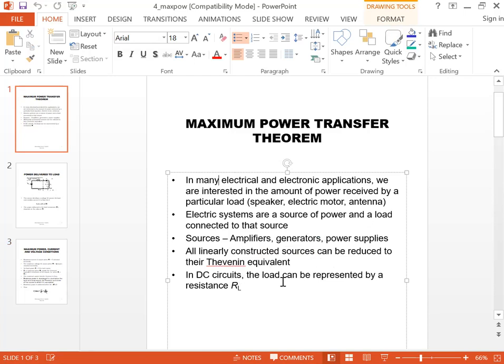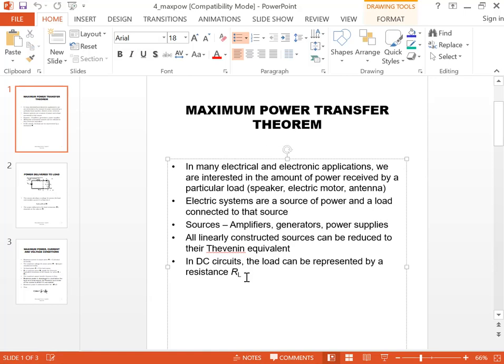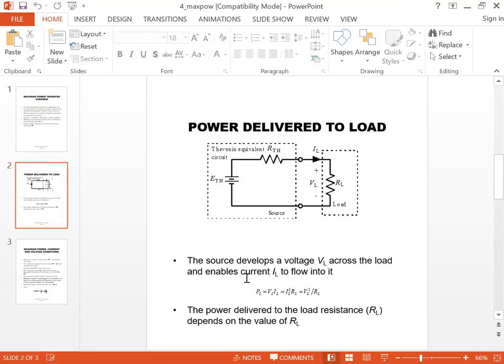So in a DC circuit, the load can be represented by a resistance R. After converting this circuit into the Thevenin equivalent, we connect the RL to our particular point and calculate the maximum power, which is when RL is equal to RTH. The source develops a voltage VL across the load and enables current IL to flow into it. So there is some voltage drop here and some current flows through this load.